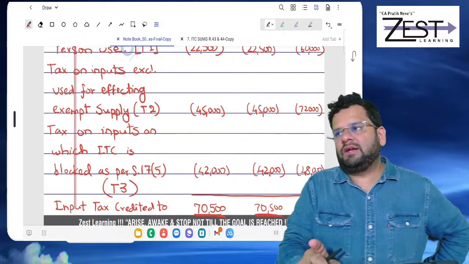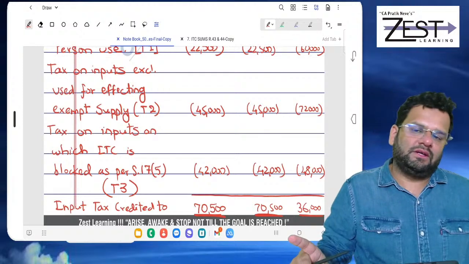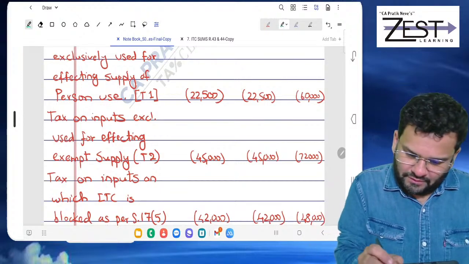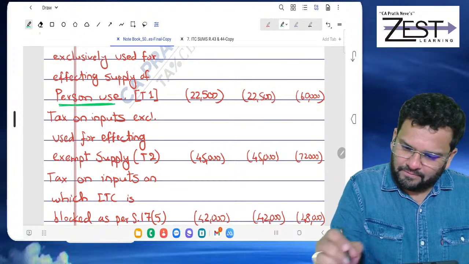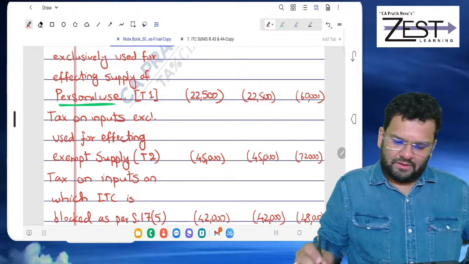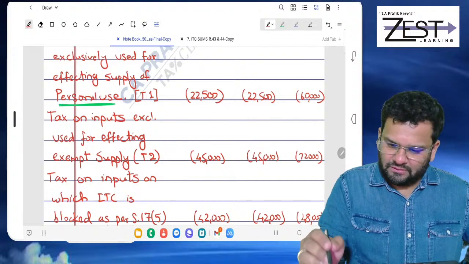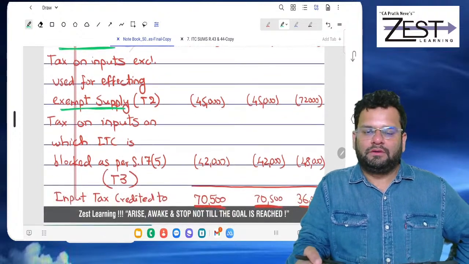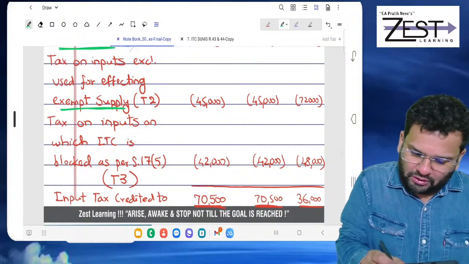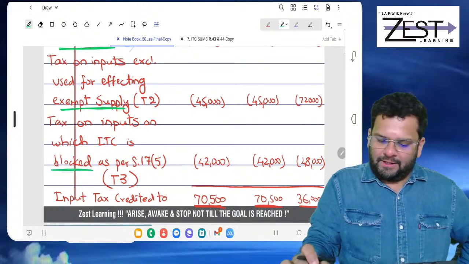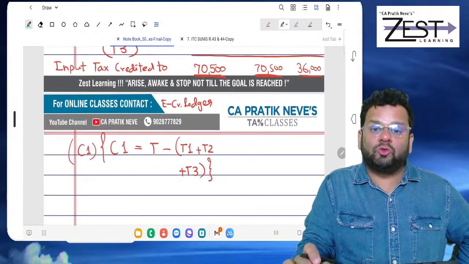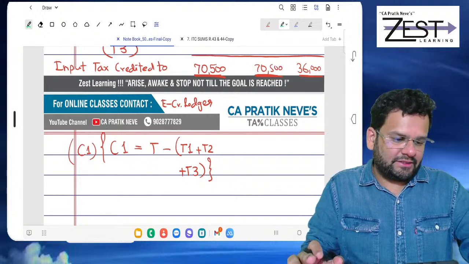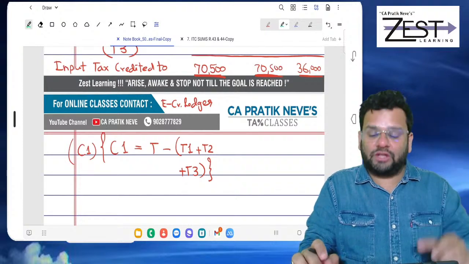So T is total ITC. T1 is 100% for personal use. T2 is for exempt supply. T3 is blocked credit. And now you got ITC that is credited to e-credit ledger. So far, so good. Let's go ahead. Remember the notations properly.